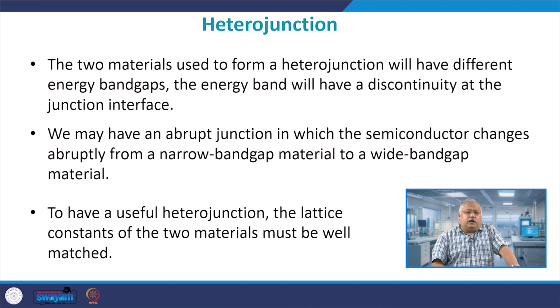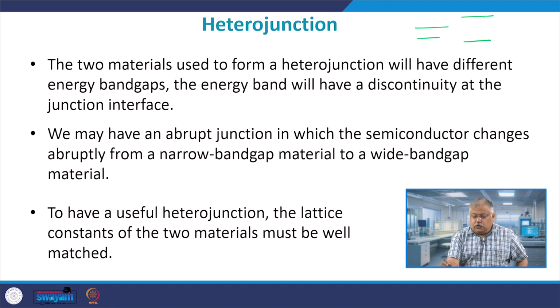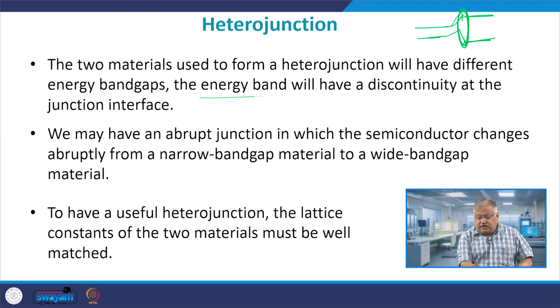Now, let me come to the heterojunction and explain it to you. So, if I take a heterojunction, it is something like this. Let us suppose I have this and this. When you try to bring them closer, this is a lower band gap and this is a higher band gap material. There will always be a discontinuity at these particular points, right. There will be a discontinuity at the point where the two merge, and therefore, as I told you, the energy band will have a discontinuity at the junction interface.